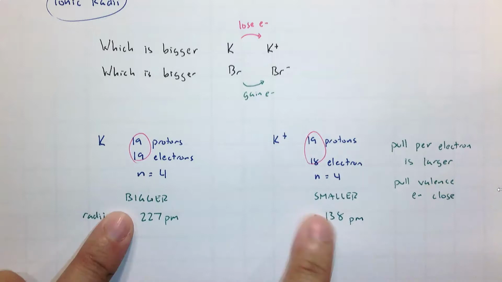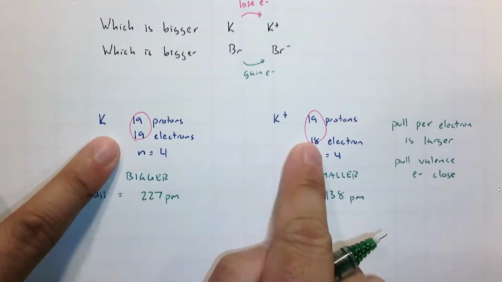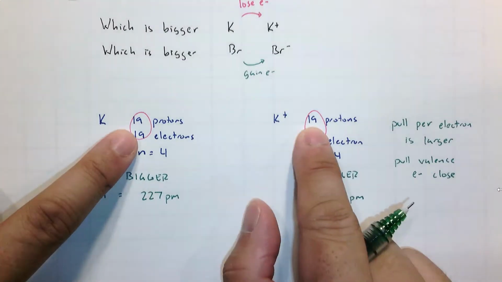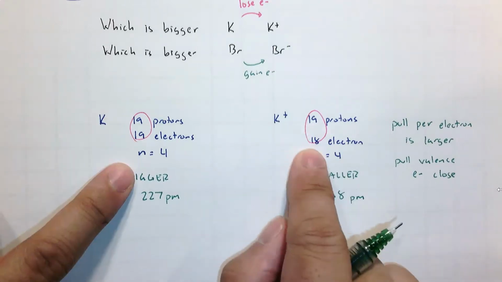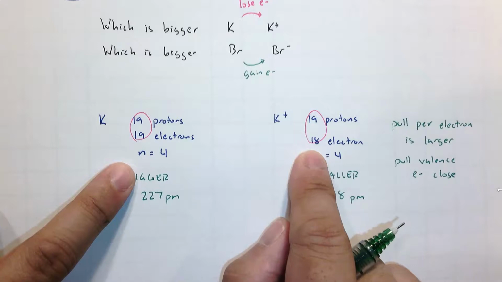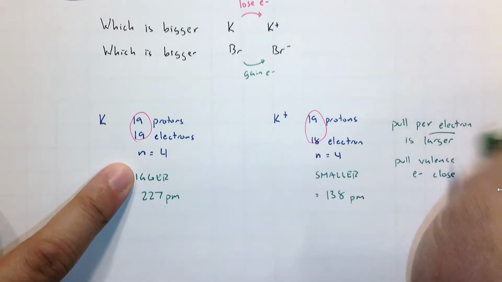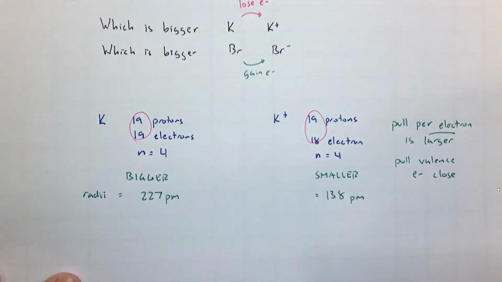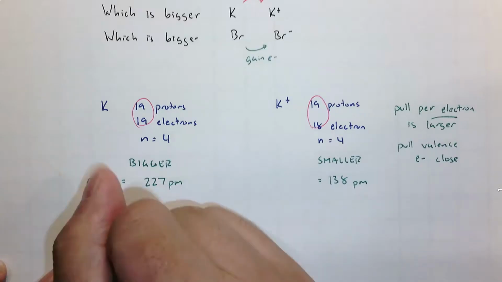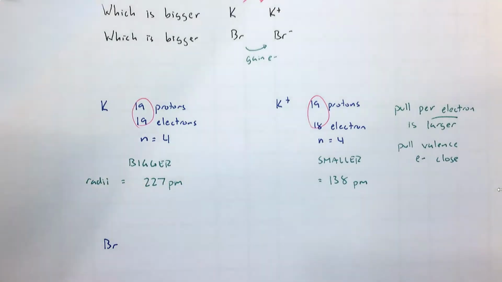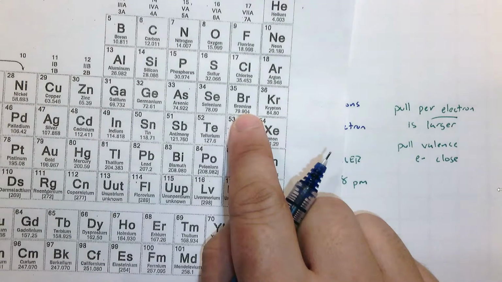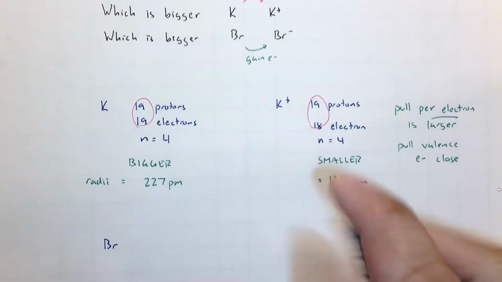Okay? And that was our prediction based on this idea that we have the same number of protons pulling the electrons closer, but for this one, since we only have 18 electrons, the pull per electron is larger. Can you imagine what happens with bromine? Let's do the same analysis. Bromine is also with an n equals 4, and it has 35 protons.